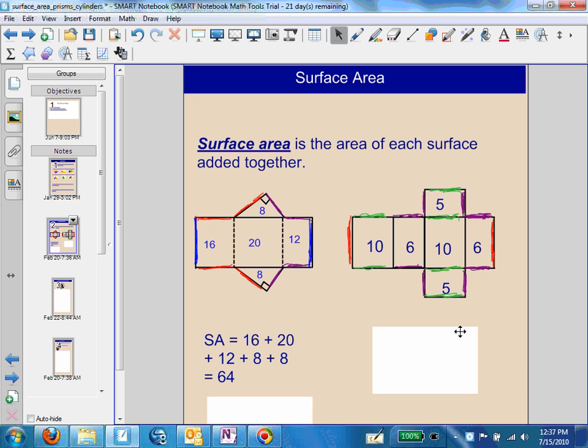But as far as finding surface area, that's pretty easy. You're just going to add up all these numbers. So we're going to add up 10 plus 6, 10 plus 6, plus 10 plus 6, plus 5 plus 5, which gives us a surface area of 42. Now, area is always units squared, so if I had given units, then these would be whatever units squared.